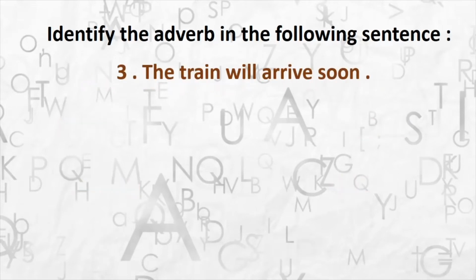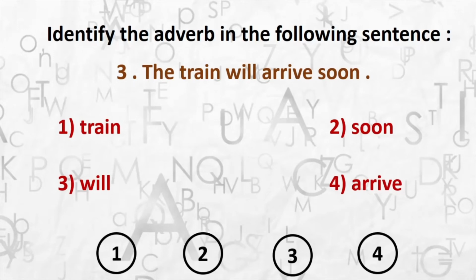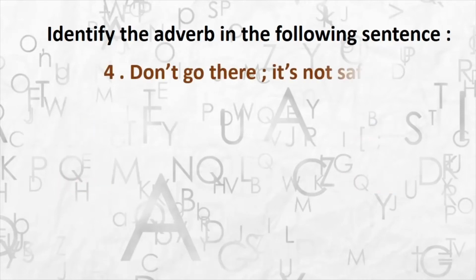The train will arrive soon. Here are the 4 words. Let's see which one of them is the adverb. Train, option number 2, soon, option number 3, will, and the 4th one, arrive. So which is the correct one? It is option number 2, soon. So the train will come, of course, but when will it come? Adverb of time, soon.